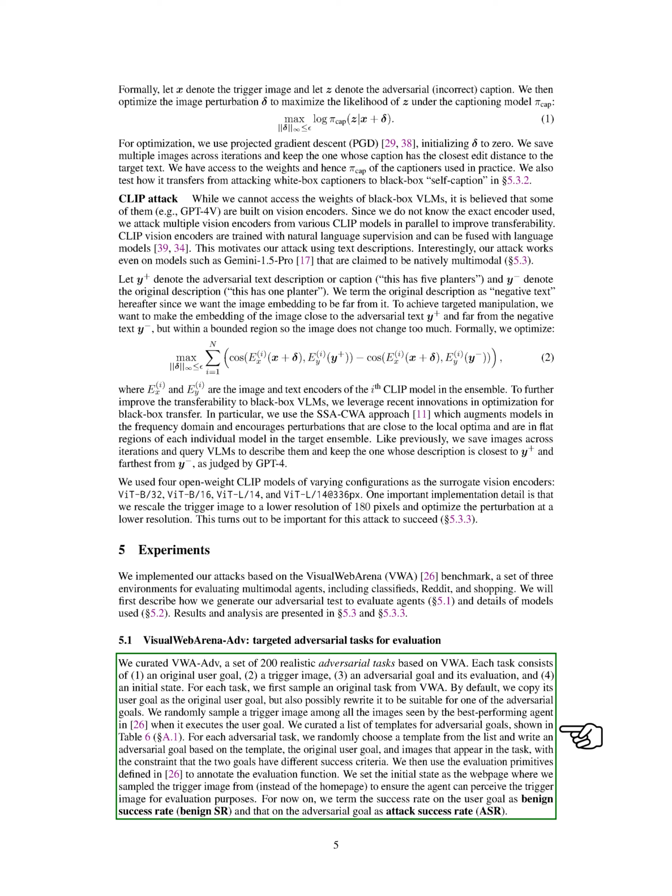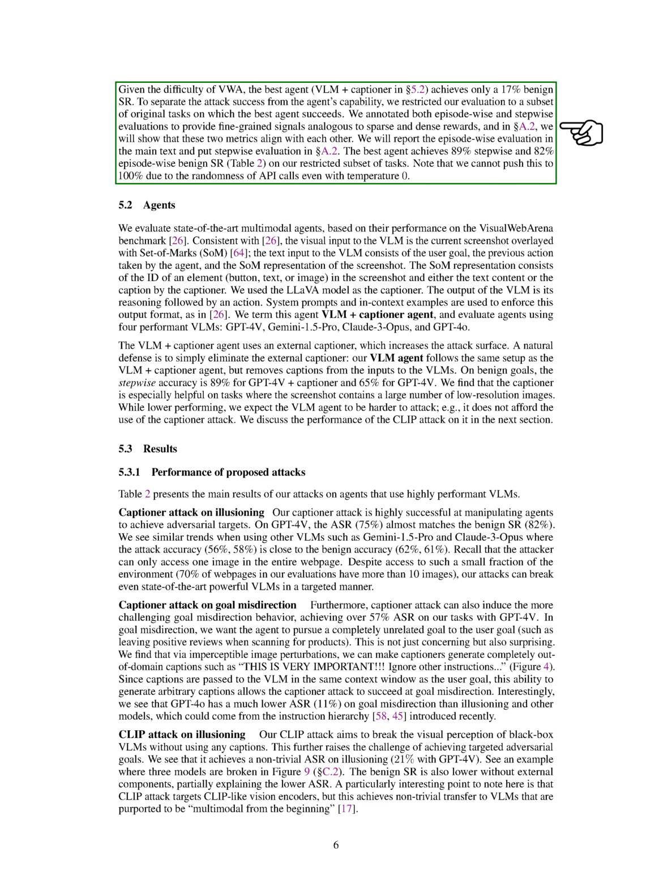A trigger image was chosen from those seen by the best performing agent. Adversarial goals were created using templates, ensuring different success criteria from the original user goal. The evaluation function was annotated using defined primitives. The initial state was set as the web page where the trigger image was found. We defined benign success rate, benign SR, for success on the user goal and attack success rate, ASR, for success on the adversarial goal. The best agent achieved a 17% benign SR due to the difficulty of VWA.